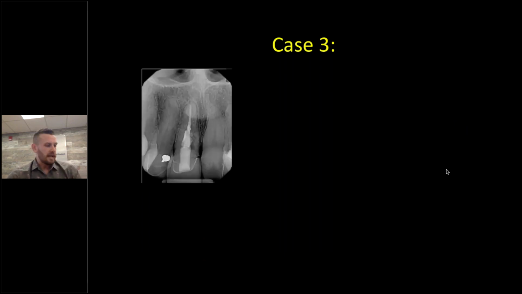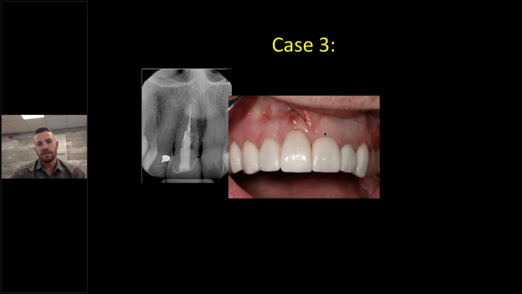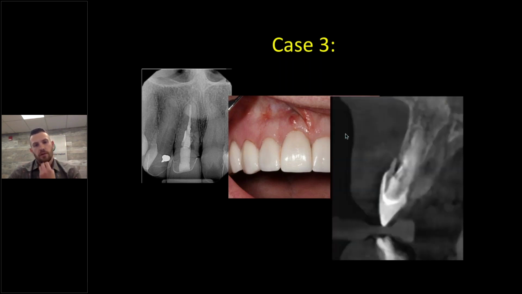So the third case is our classic case of external root resorption on an anterior central. The patient had also broken the tooth, as you can see here with some of the fracturing. This is how the patient presented to me with a fenestration, a fistula coming through the gum tissue here. And the crown height, if you notice, is already higher than its contralateral tooth.